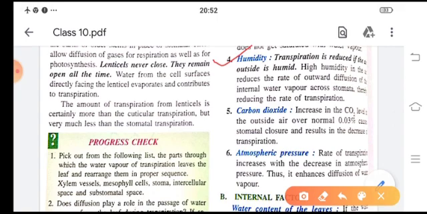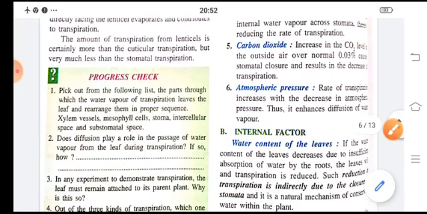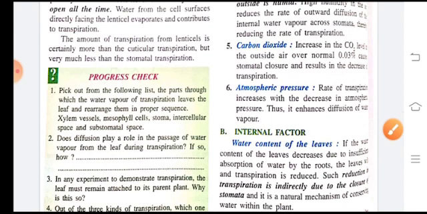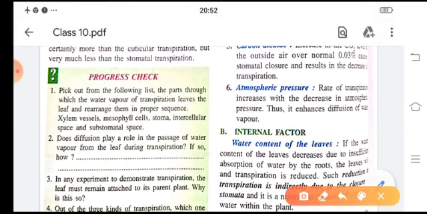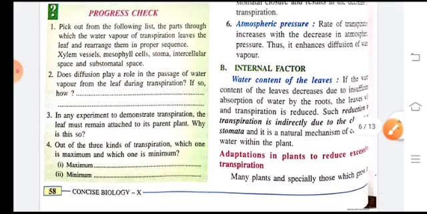Carbon dioxide: if the level of carbon dioxide increases outside, then it also decreases the rate of transpiration, because the stomata get closer. As a result, transpiration will be less. Atmospheric pressure: the rate of transpiration increases with a decrease in atmospheric pressure, as it enhances the diffusion of water vapor. Now internal factors are also there which affect the transpiration process.